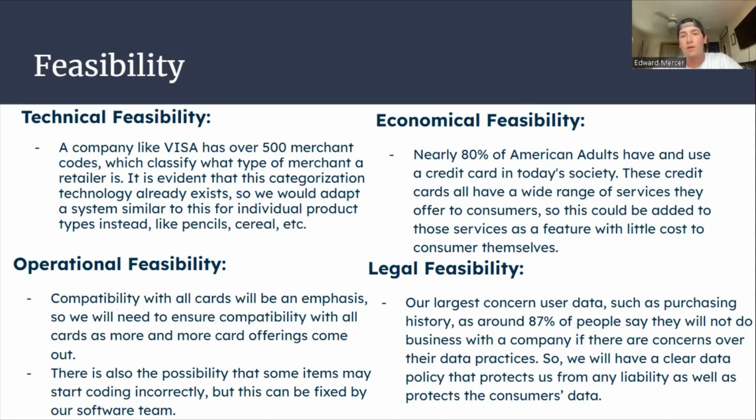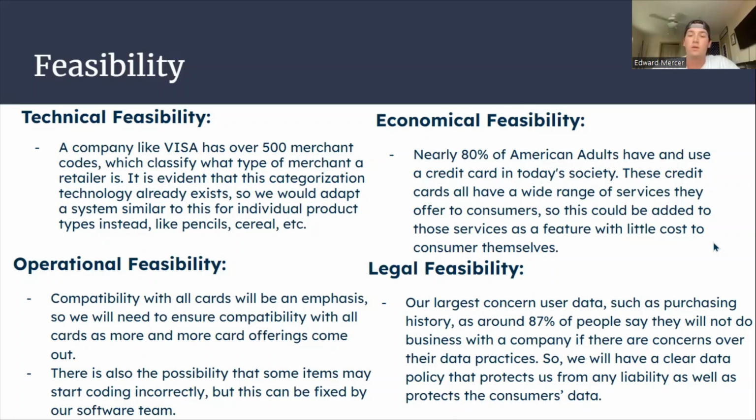On the economic side of feasibility, nearly 80% of American adults have and use credit cards in today's society. These credit cards all have a wide range of services they offer to consumers, so this could be added to those services as a feature with little cost to consumers themselves.